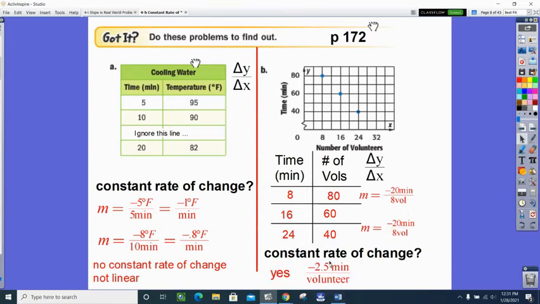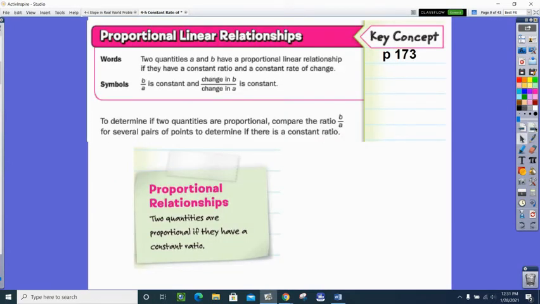So now I don't write the constant rate of change there. I want it as a unit rate. And to find a unit rate, it couldn't be any easier. Take the top number, the numerator, and divide it by the bottom number, the denominator. And that tells you how many minutes per volunteer. So we are finding that we're losing 2.5 minutes per volunteer. Okay, so that's the first word. To find linear, you have to calculate and make sure that the slopes stay the same all the way across the table. It's easy on a graph: does it form a line?